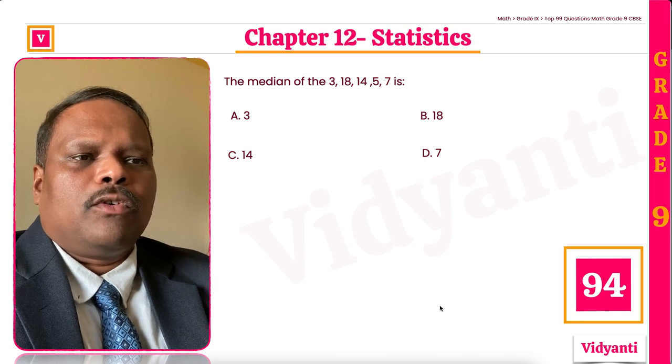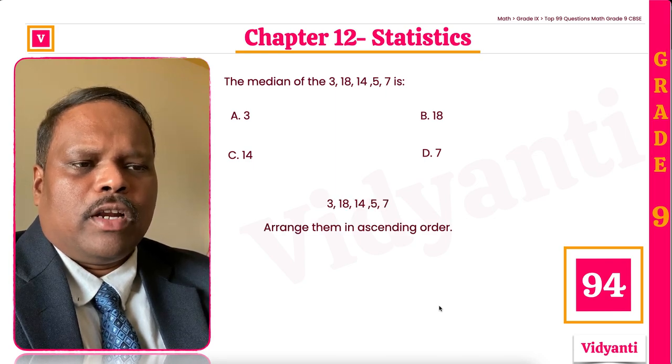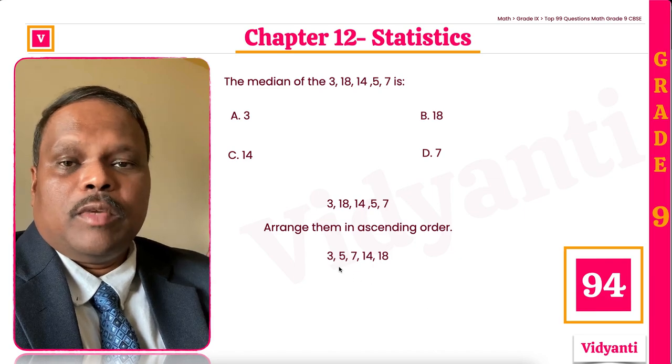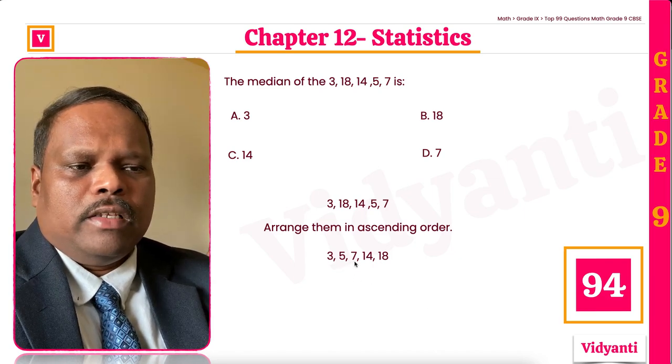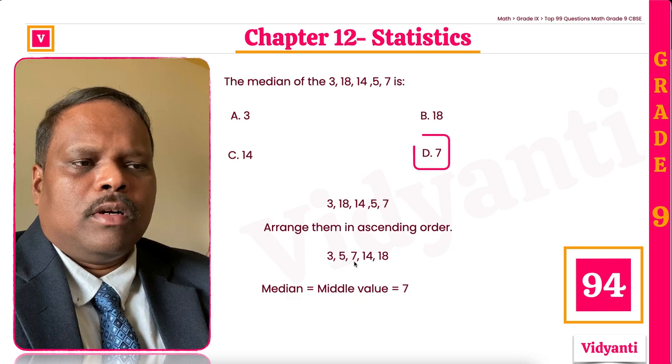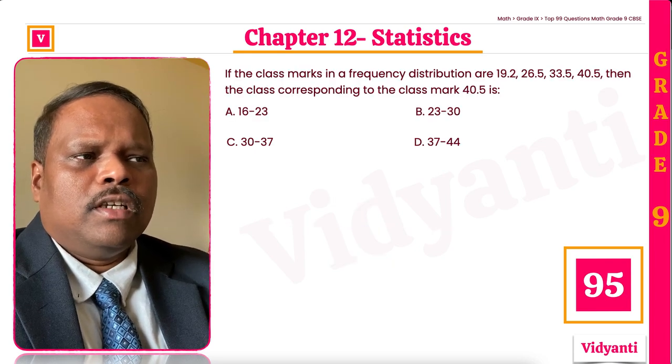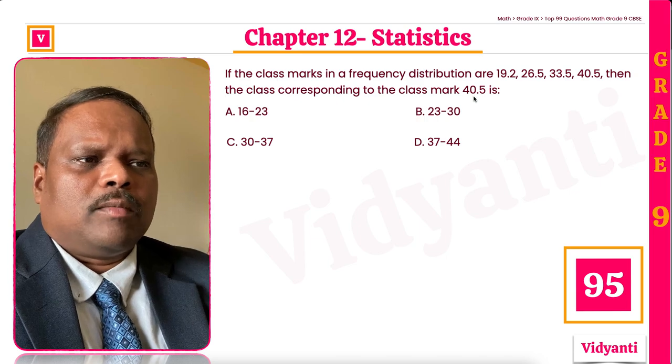Question number 44, the median. Median is found if you arrange those numbers either in ascending or descending order. Let's arrange them in ascending order. Then the middle number is 7. So that's your median. Question 95, in a class mark frequency, the class corresponding to the class mark 40.5.